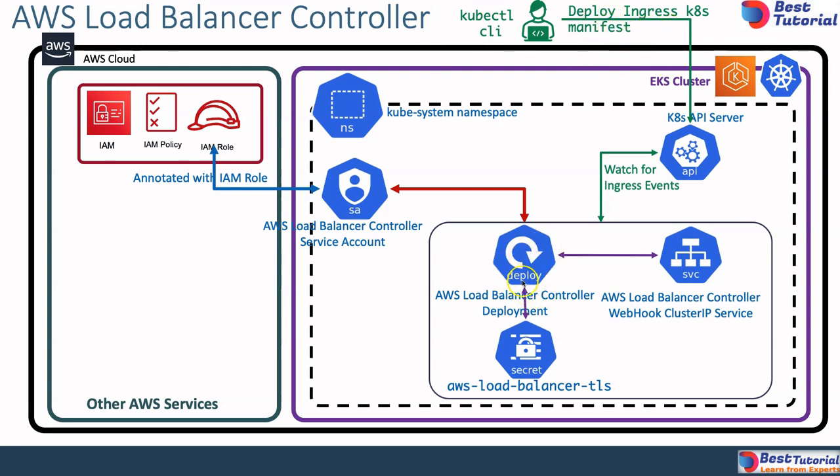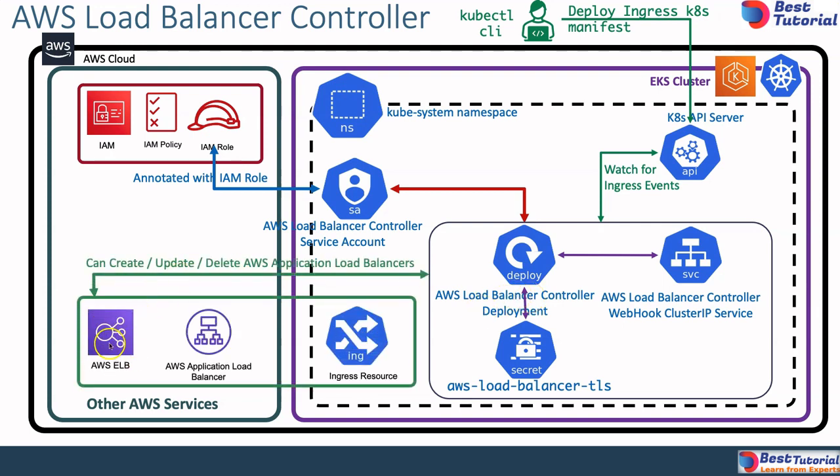And this load balancer controller will watch for the Ingress events on the Kubernetes API server. Whenever it finds that an Ingress K8s manifest is deployed, the load balancer controller will take that manifest and go ahead and create the application load balancer for us. From an AWS services perspective, you can see that as an application load balancer, and in Kubernetes, you can see that as an Ingress resource. So this is what is going to happen whenever we deploy a simple Ingress service manifest.